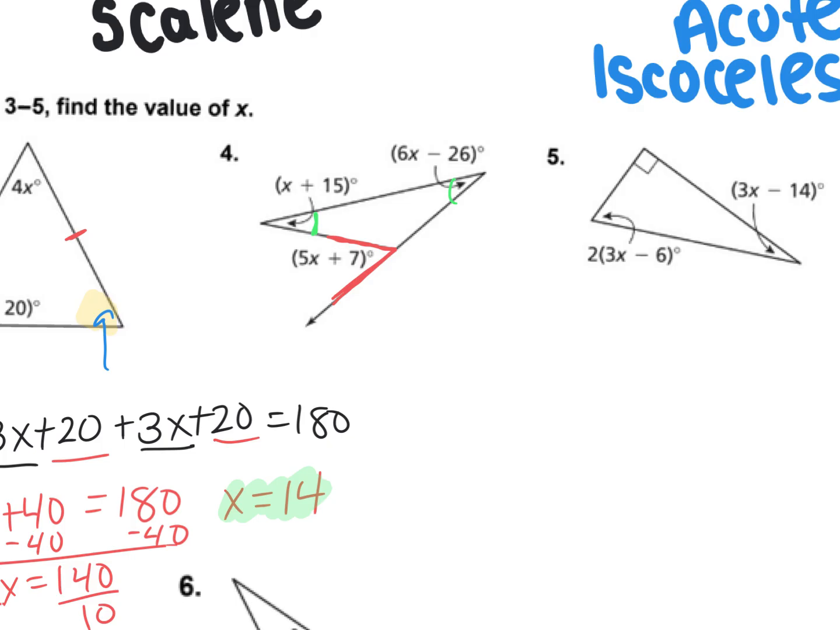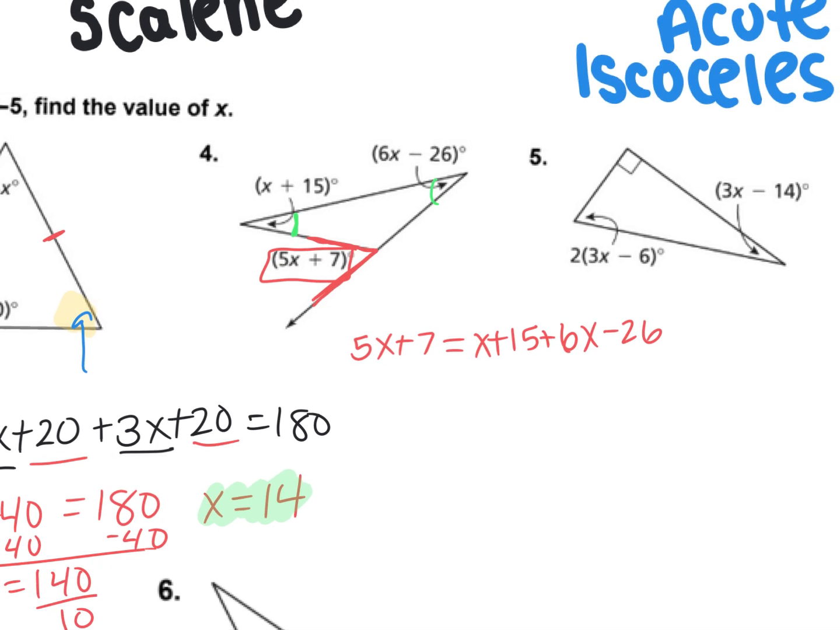So what that means is this angle measurement, which says 5x plus 7, is going to be equal to the sum of these two angles. And they tell me clues about those two angles. This angle here is x plus 15, and the other angle is 6x minus 26. If I put a plus sign, that means I'm adding them. The sum of those is equal to that exterior angle.